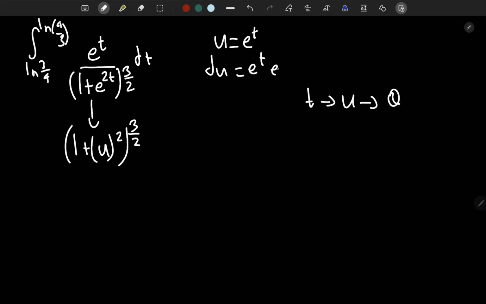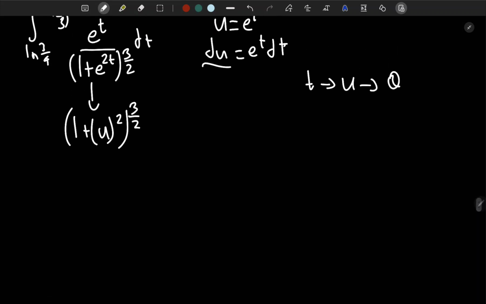And the du here is going to be e to the power of t dt. So dt is going to be du over e to the power of t, so we realize that we can cancel this one over here. If I write it down here, this e to the power of t dt part over here is du, as we wrote over here. So we can replace this entire thing by du. So I'm going to write it below now. I'm going to leave the limits for now, since we need to go back to t and then replace it. So for now, let's just leave it. It's going to be du over 1 plus u squared, all to the power of 3 over 2.